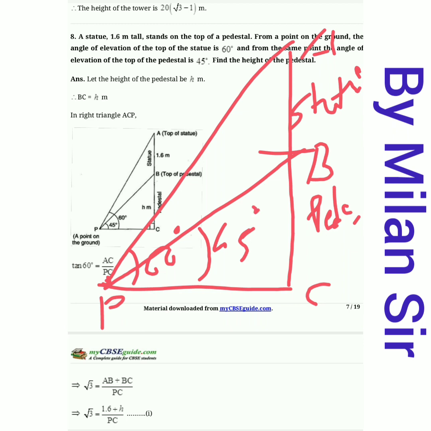Find the height of the pedestal. That means we need to find BC. Here the height of the statue is given, 1.6 meter, right? We need to find the height BC.